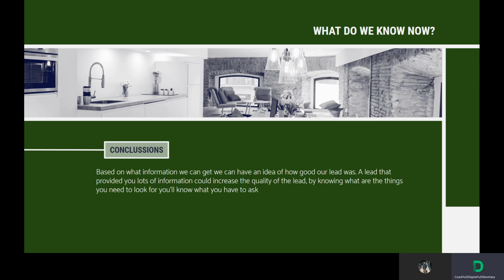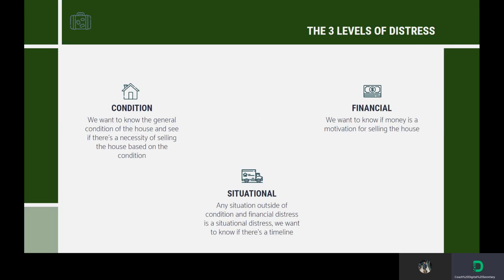For example, let's put this example, okay? Perhaps we have a lead that has two properties, but wants to sell one because their mortgage is overdue. The property has problems that are not worth fixing, and the owner needs to get rid of the property to be able to move somewhere else. That's an example of a lead that has three different distress levels, because it has all three at the same time. The distress levels can all happen at the same time.